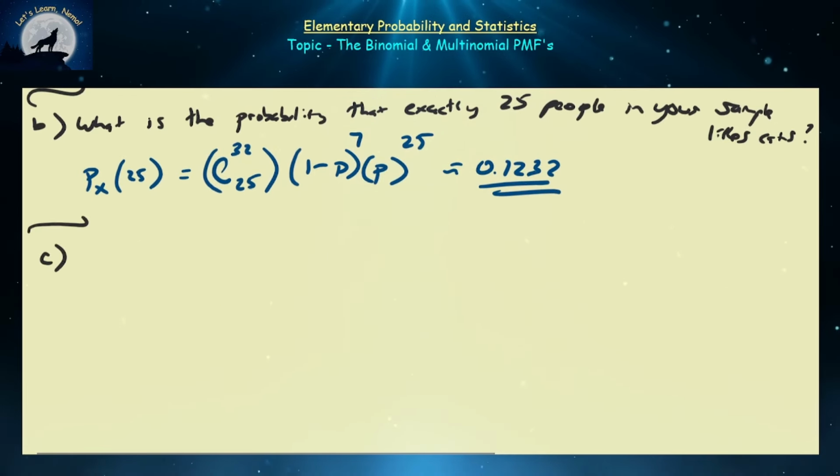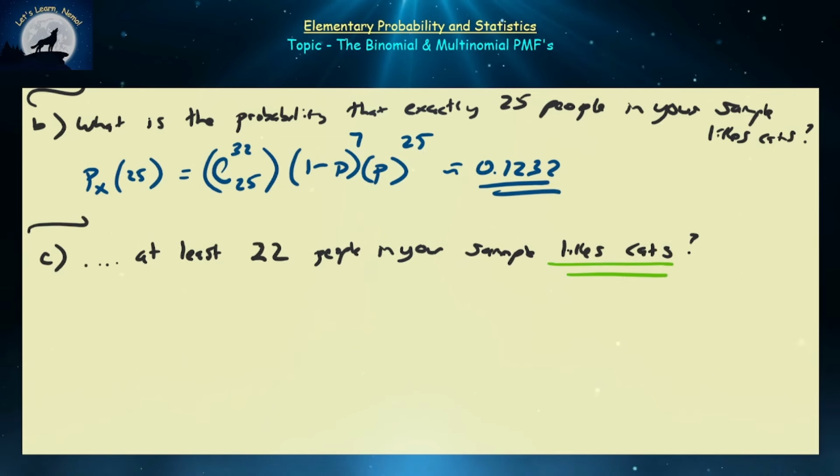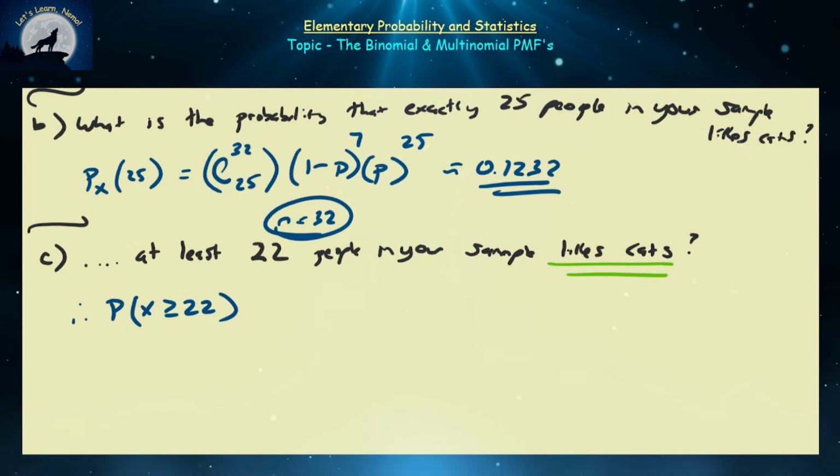Let's do an inequality problem just for practice. So what is the probability that at least, let's do 22 people in your sample like cats? Now, very important: some people are going to ask you questions about not liking cats. View it from the complement, because liking cats and not liking cats are complements of each other. And if you've already defined your x, you don't want to confuse yourself about what x is and the direction and so on. So we want the probability that x is at least 22, so x is greater than or equal to 22, and keep in mind n is equal to 32.